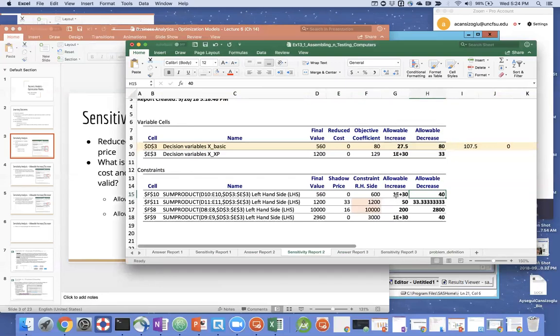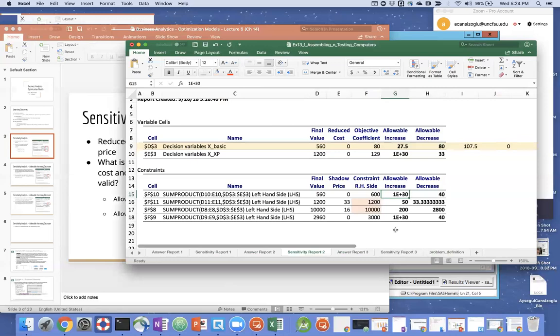Okay, and then the allowable increase here, this actually means infinity. This is the biggest number that Excel can handle. So this is why it is like that. But this is basically infinity. Which means that you can increase the right-hand side as much as you want. Nothing is going to change.